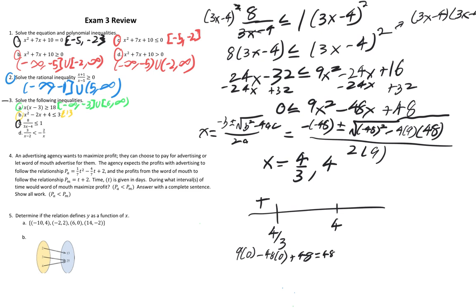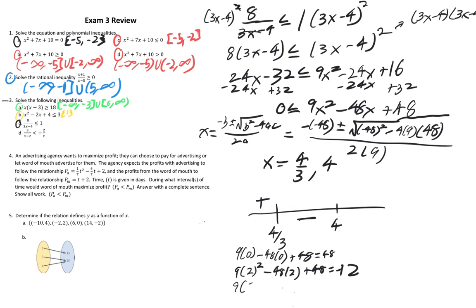Easy one there is going to be 2. So we're going to have 9 times 2 squared minus 48 times 2 plus 48. That leaves us with a negative 12, which is negative, so we're going to put it below our number line. Next, we're going to try something greater than 4.